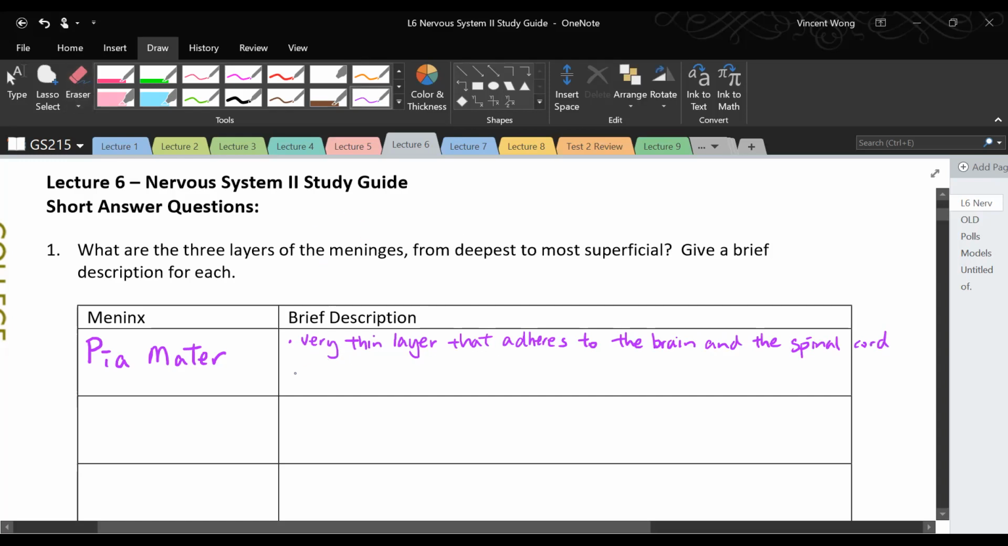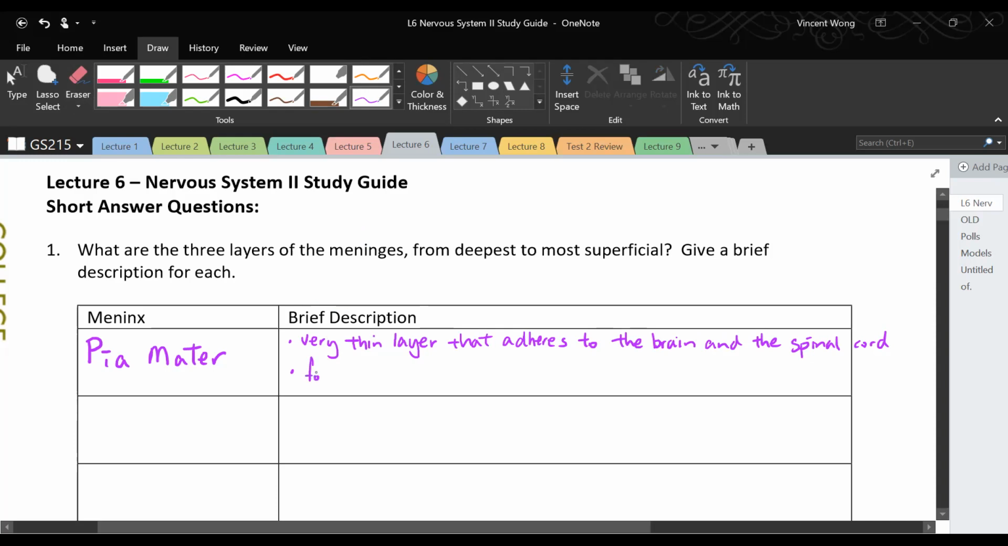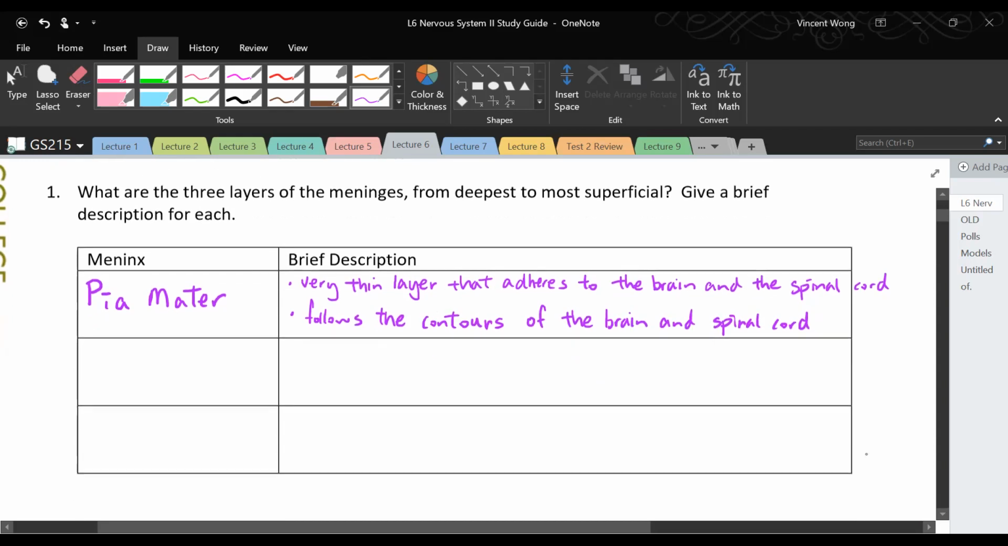Okay. The pia mater, it's kind of like a shrink wrap that goes on top of a nicely wrapped piece of meat or something, right? It's like vacuum sealed onto it, and it will follow the contour. Right, so contour means all the curvature, all the grooves, and all the bumps. Right, the gyrus and the sulcus follow the contours of the brain and spinal cord. Okay, so that is the pia mater.